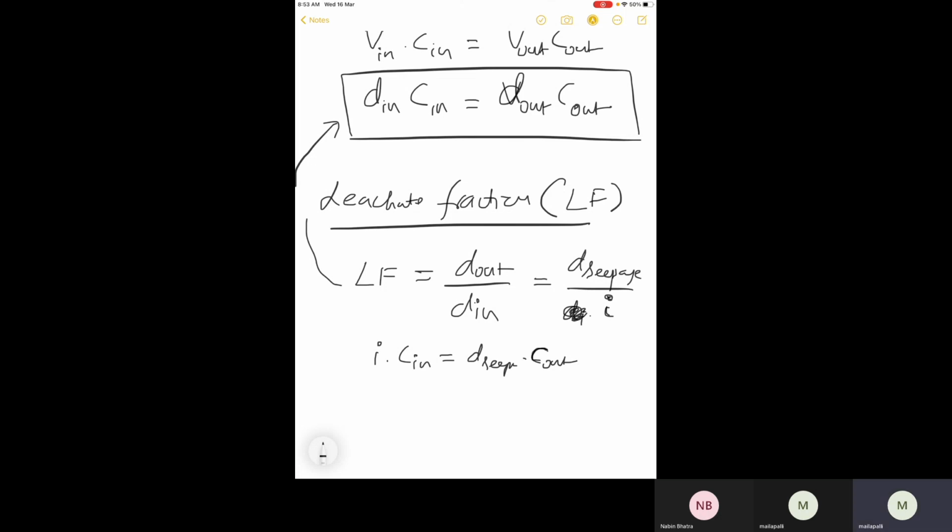Our interest is how much needs to be removed from the field, and C out. So if I substitute D seep, that is LF into I, into C out. So what is the concentration you expect from the drainage? That will be I into C in divided by LF into I. So I gets cancelled out and it is C in by LF.